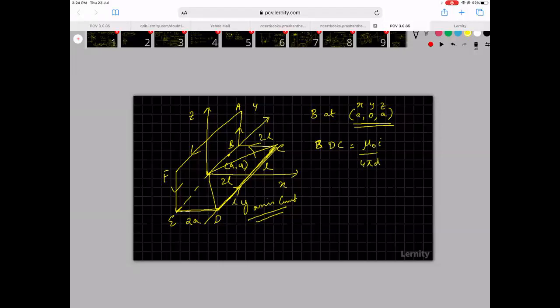So this is 2L. Can you find out the perpendicular distance between these two? A comma A, this is along the y-axis. So the distance from the origin, this is where we have to get it. B is equal to mu naught I by 4 pi d. B is in the upward direction. That much I can make out.